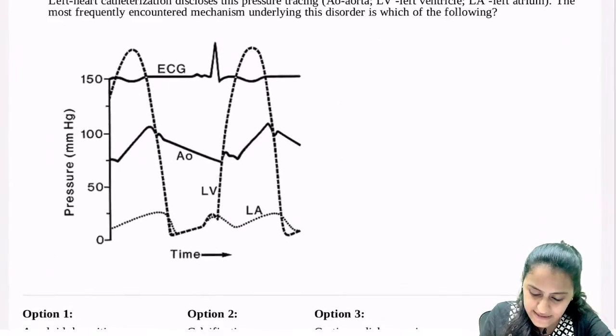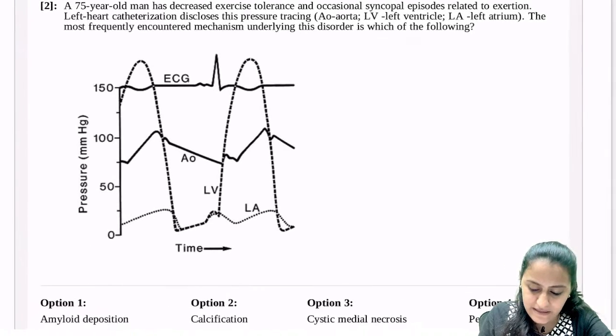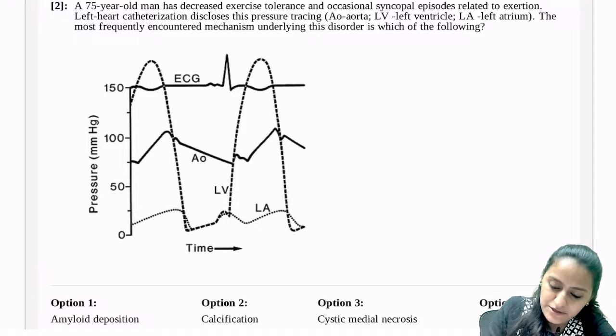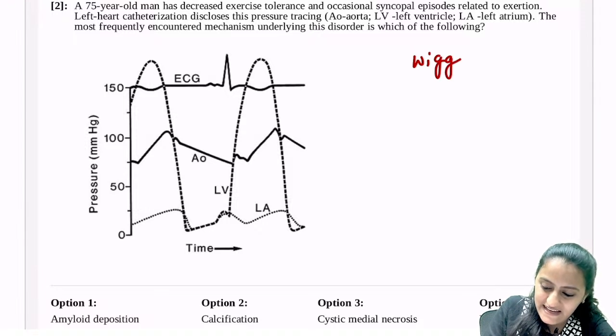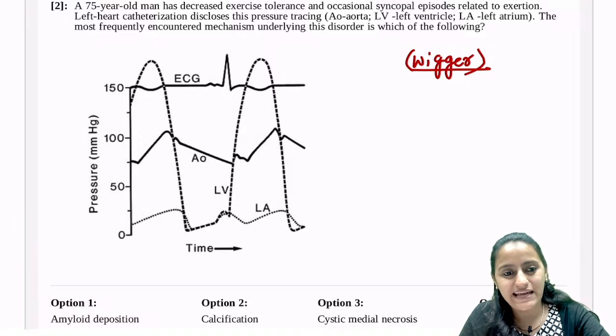Going on to the next question now. Tell me, what do you think will be the answer to this one? What are you seeing here? Another very important topic, which is the Wiggers diagram. I call it the scary diagram in physiology, but I hope it's not scary anymore to the Medsynapse subscribers.